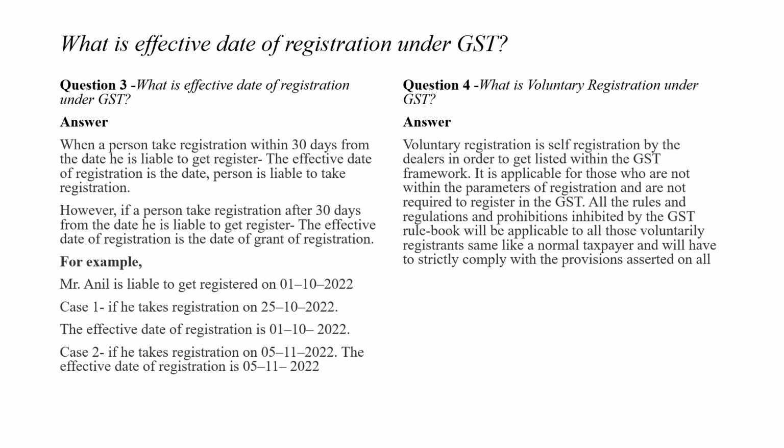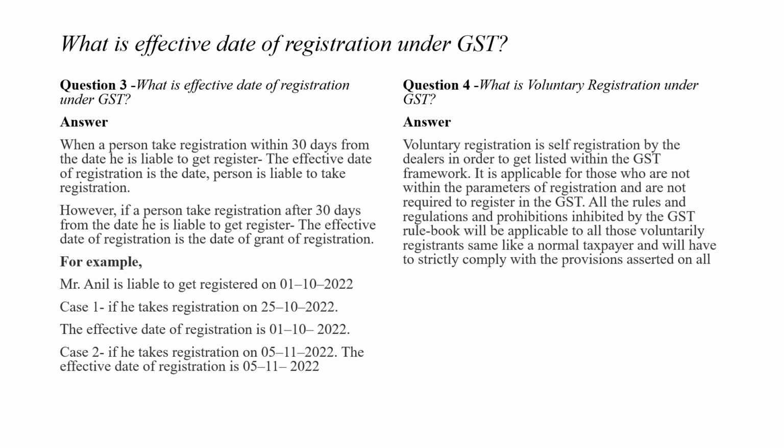For example, Mr. Anil is liable to get registered on 1st October 2022. Case 1, if he takes registration on 25th October 2022, the effective date of registration will be 1st October 2022. Case 2, if he takes registration on 5th November 2022, the effective date will be 5th November 2022.